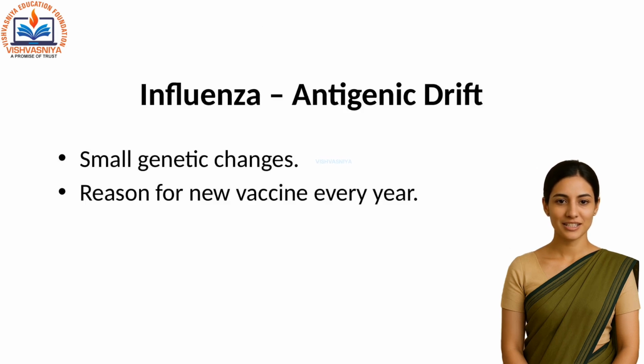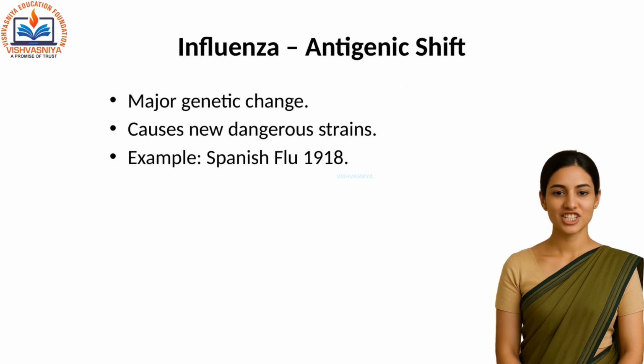Now, there are two important concepts in influenza: antigenic drift and antigenic shift. Antigenic drift means small, gradual changes in the virus genes. Because of this, the flu virus looks slightly different every year, and that's why we need a new flu vaccine each year. Antigenic shift, on the other hand, is a sudden, major change in the virus. This creates a completely new virus strain that humans have little or no immunity to. For example, the 1918 Spanish flu, caused by the H1N1 virus, was due to antigenic shift.